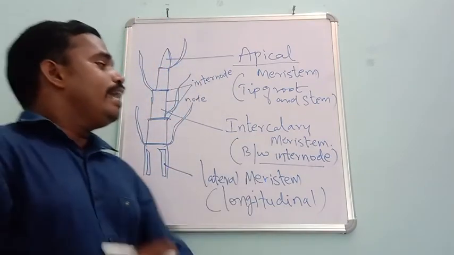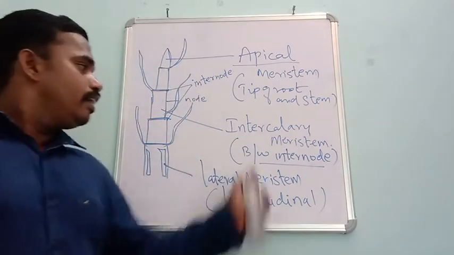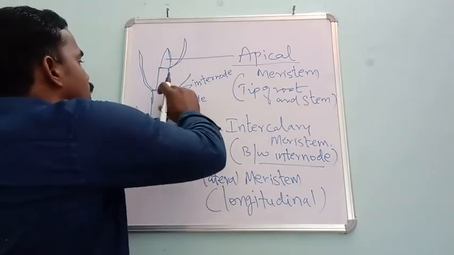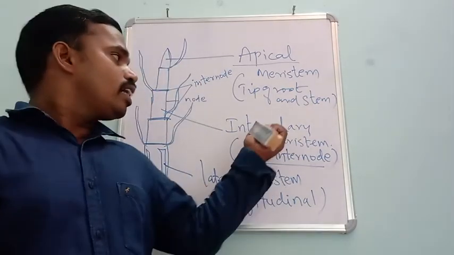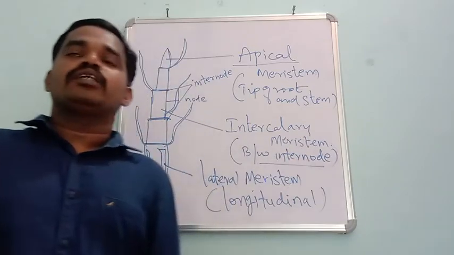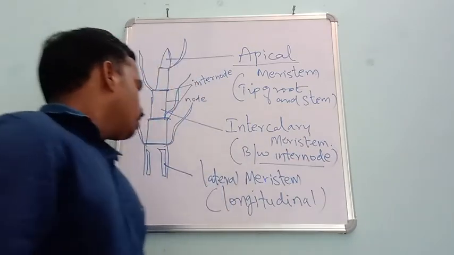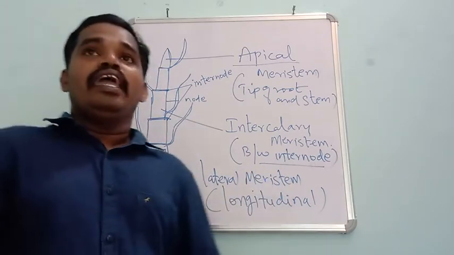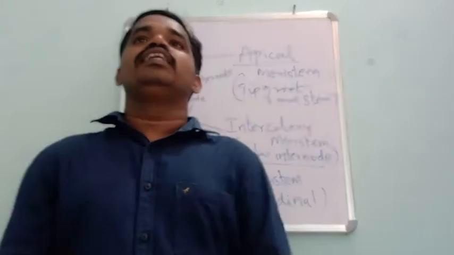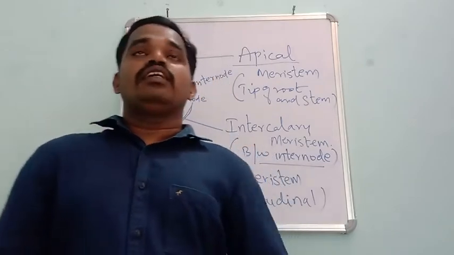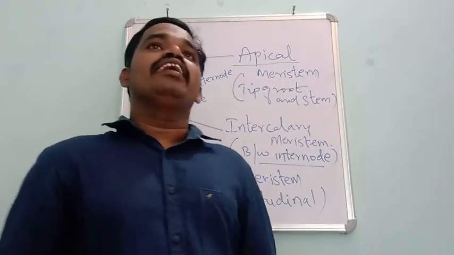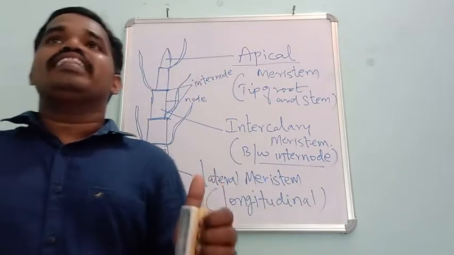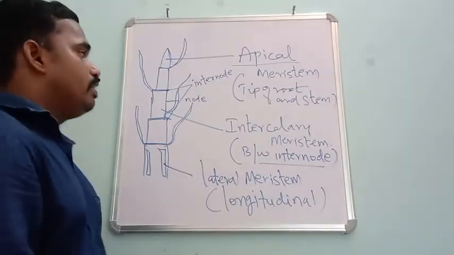Okay, what is the intercalary meristem function? Intercalary meristem causes elongation of the internode, increasing the length of the internode. That's the function of the intercalary meristem. The next one is the lateral meristem. The lateral meristem increases the width and girth of the stem. The size of the stem will be increased because of the lateral meristem.